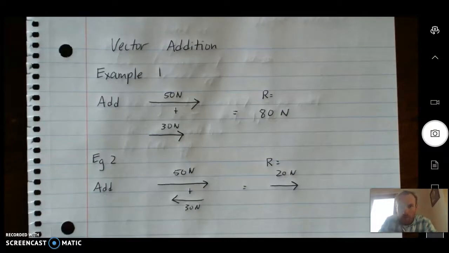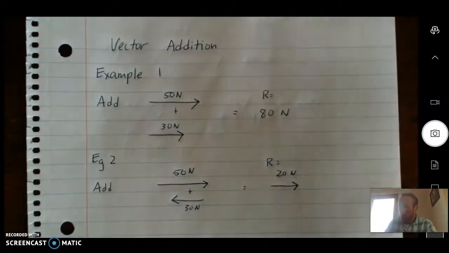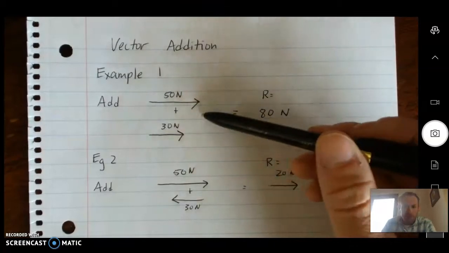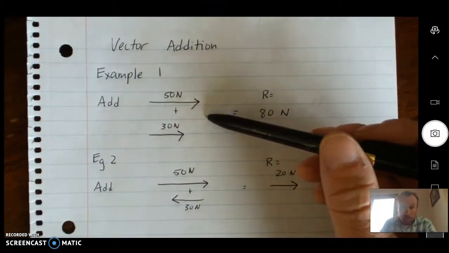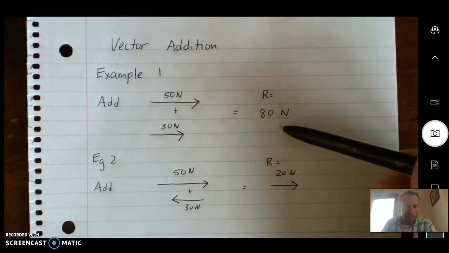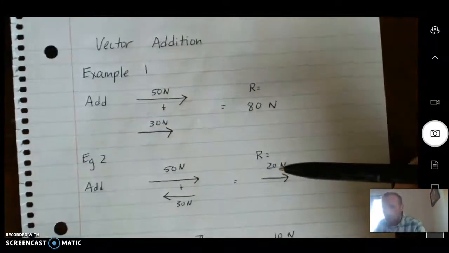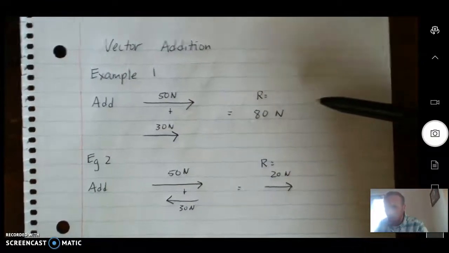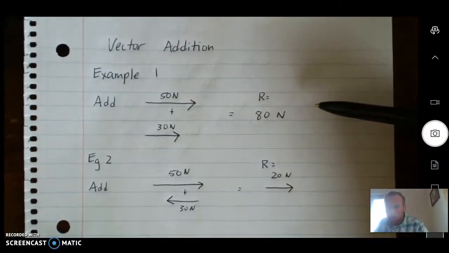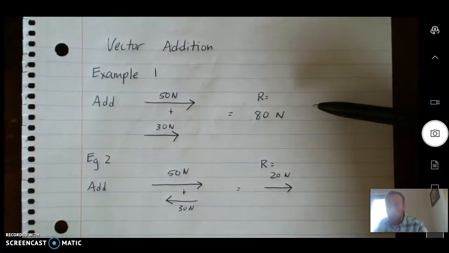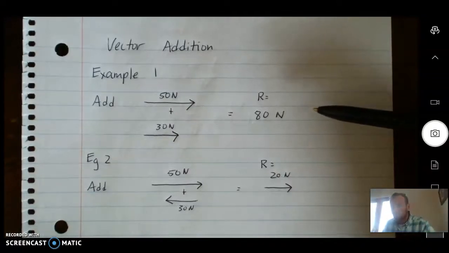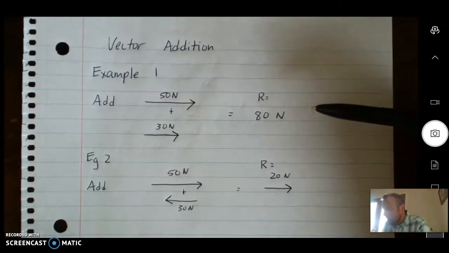So as a quick review for vector addition, up to this point we've been able to do this sort of thing pretty easily. If I have two force vectors that are pointing in the same direction, basically we add them. So a 50 Newton force to the right plus a 30 Newton force to the right is going to be 80 Newtons. And you'll see this R letter here. What that stands for is the resultant force.